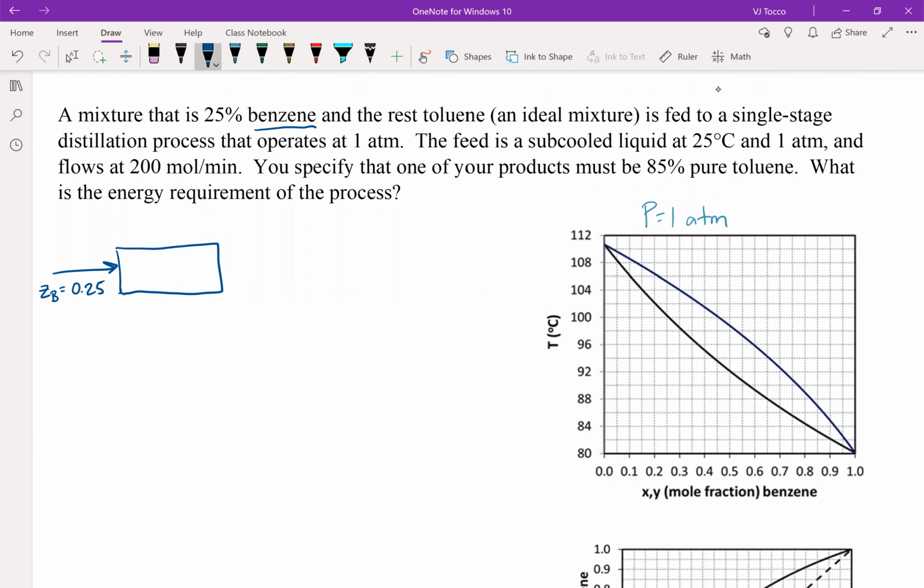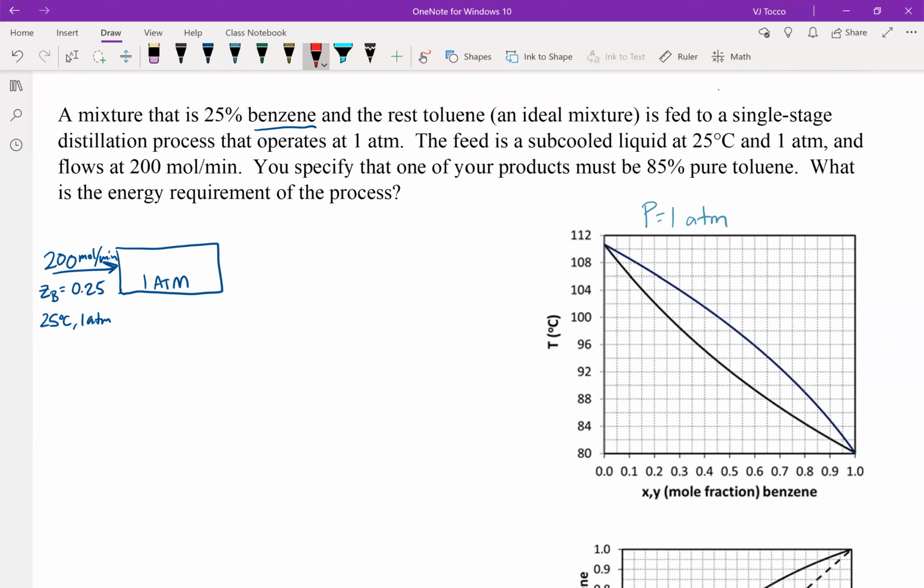So I've written ZB here for benzene, not component B. It's a little bit confusing that benzene is component A. But anyway, only keeping track of the more volatile component. Single-stage distillation process operating at 1 atmosphere. The feed is a subcooled liquid at 25 C and 1 atmosphere, and flows at 200 moles per minute. So that is my F. Specify that one of your products must be 85% pure toluene. What is the energy requirement of the process?